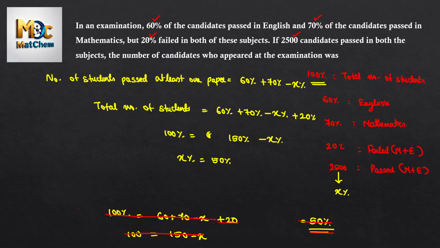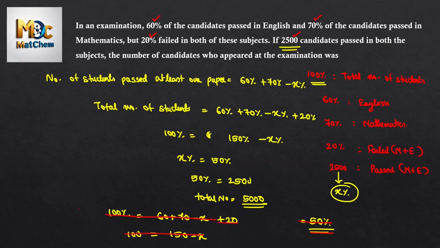X percentage, the 50 percentage, is equal to 2,500, because they have given that 2,500 students passed in both papers, and we have taken that as X percentage. So what is the total number of students? The total will be twice that, which is equal to 5,000. This is one way of solving. The same question can be solved by using the Venn diagram also.